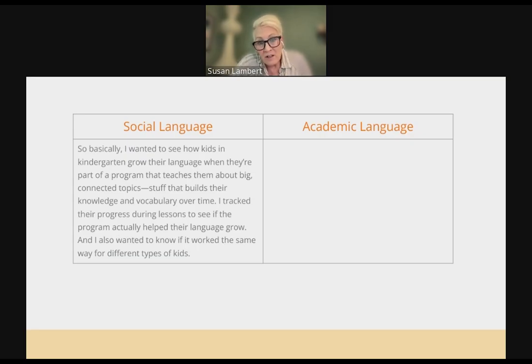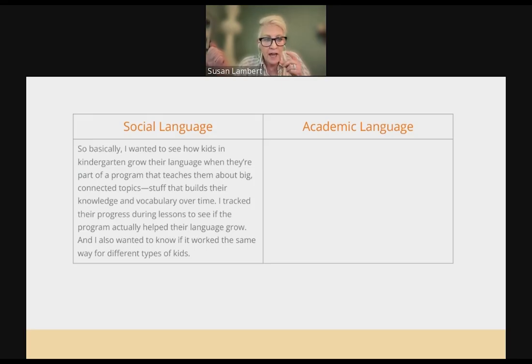Well, so basically, I wanted to see how kids in kindergarten grew their language when they were part of a program that teaches them about big connected topics, stuff that builds their knowledge and vocabulary over time. I tracked their progress during lessons to see if the program actually helped their language grow. And I also wanted to know if it worked the same way for different types of kids. So, this might be a way that I would share with somebody in an oral social environment about the kind of research that I did.